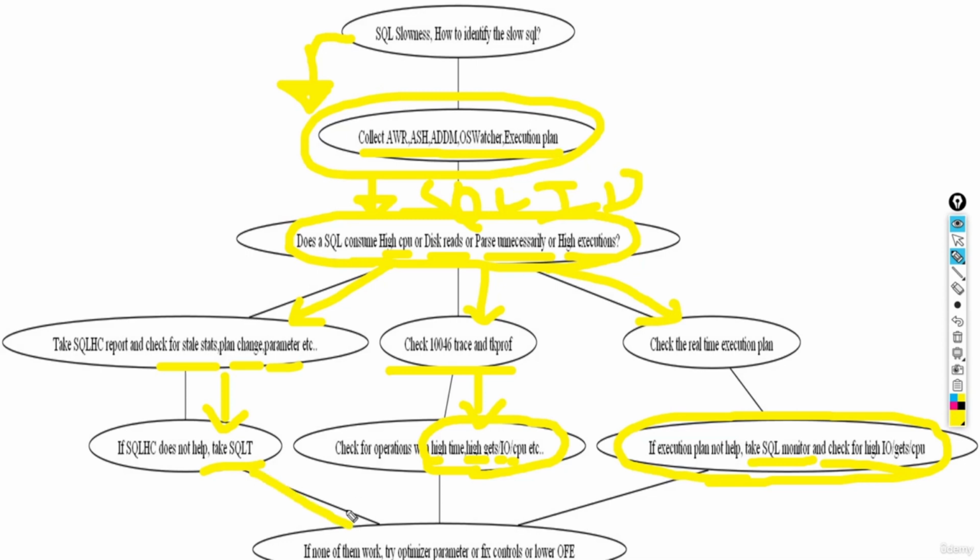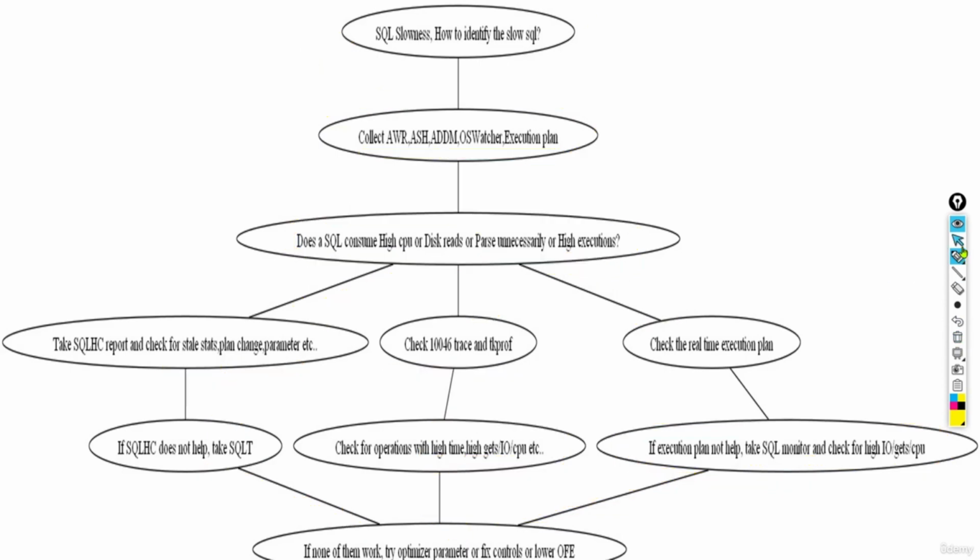If none of them works, you can do a trial and error method, okay? So you can try optimizer parameters, fixed controls, or lower optimizer features can be used, okay? So I will explain all these steps in practical so that you will understand. Okay. As of now, you don't need to worry about these.